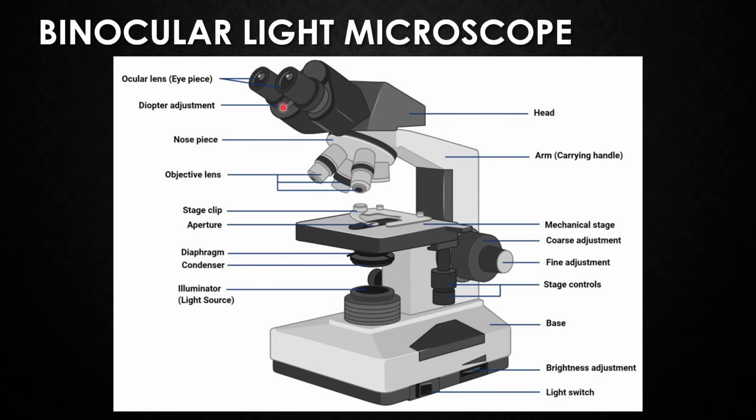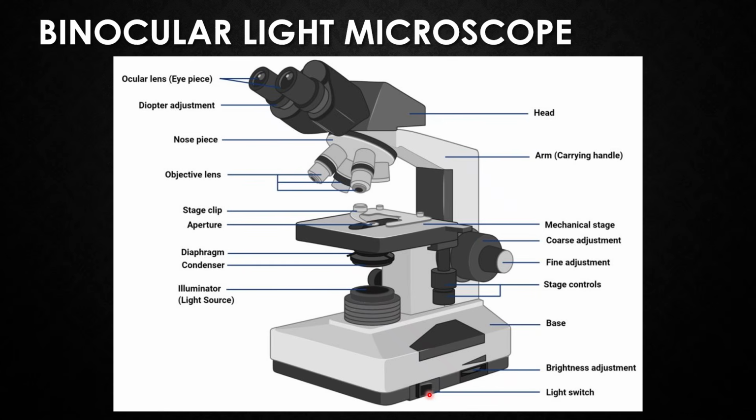This microscope contains two ocular lenses, so it is called the binocular microscope. It has many parts. The first part is the head. The top of the microscope is called the head, and the second part is the arm portion, which refers to the carrying handle. The handle which is used to carry the microscope is referred to as the arm. The third one is the base. The base is the bottom of the microscope.